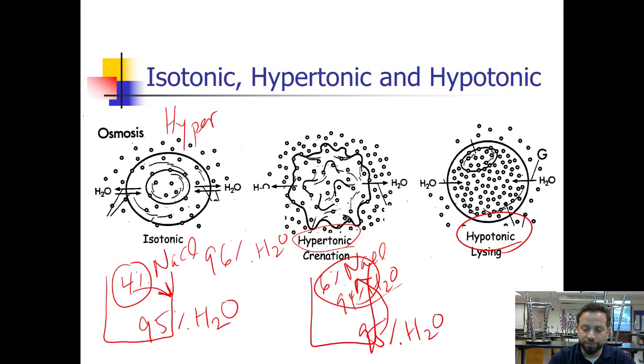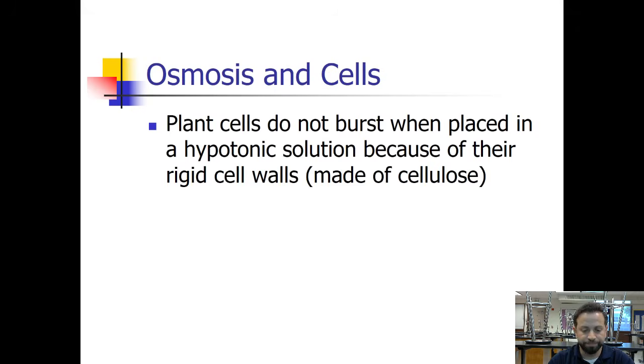Now, in a situation where you have an isotonic solution, you would have the same amount of water inside and outside the cell. So I won't do that example for you, but I think based on what we've done, you'll be able to tell what isotonic is. All right, let's move on.